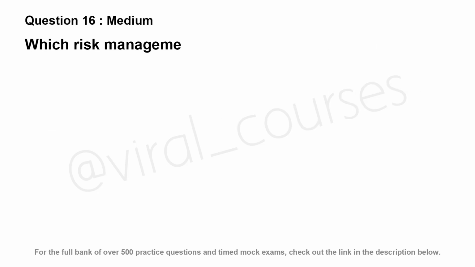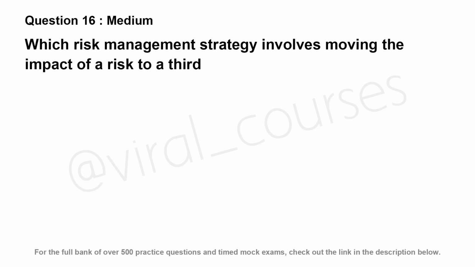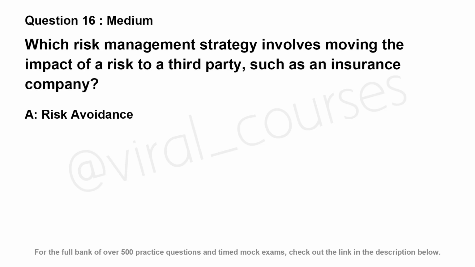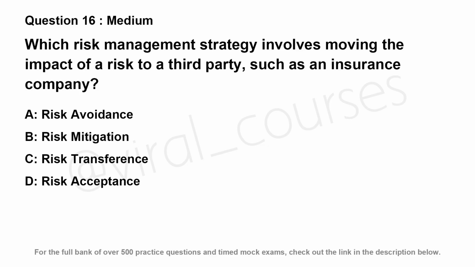Which risk management strategy involves moving the impact of a risk to a third party, such as an insurance company? Option A, risk avoidance. Option B, risk mitigation. Option C, risk transference. Option D, risk acceptance.